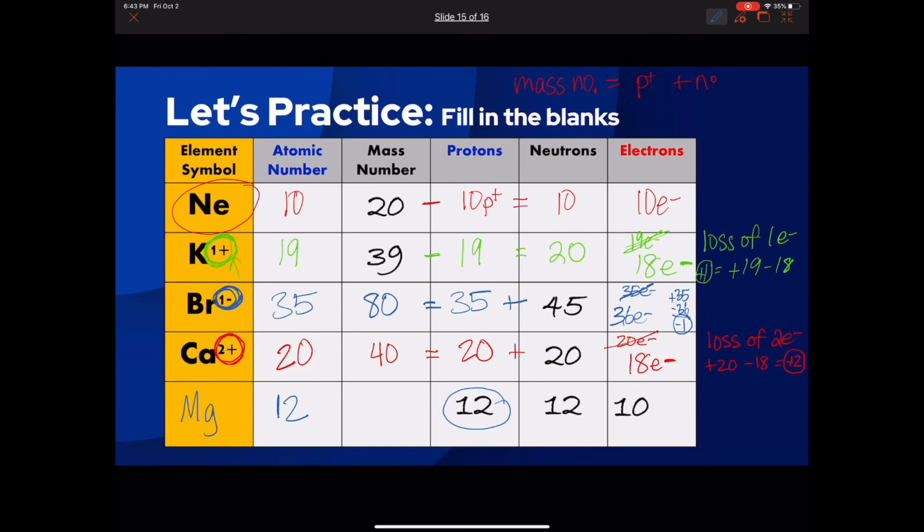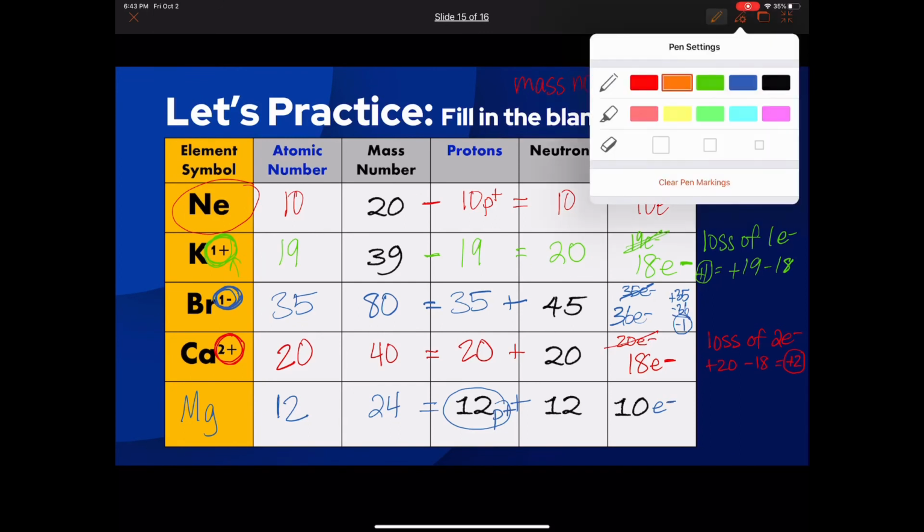Okay, we're given the neutrons here, so we can just simply add the protons and neutrons to get 24 as our mass number for this particular atom. Now, is this an atom? Let's see. We've got 12 protons, and the electron number has been given to us this time. We actually have 10 electrons. So this is definitely not an atom.